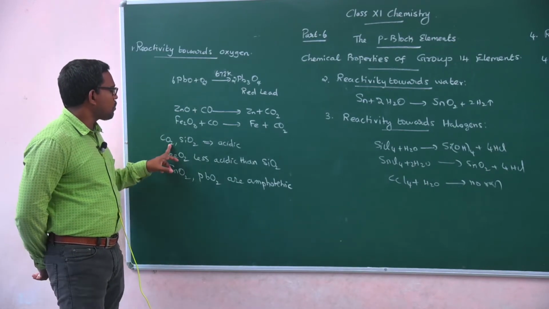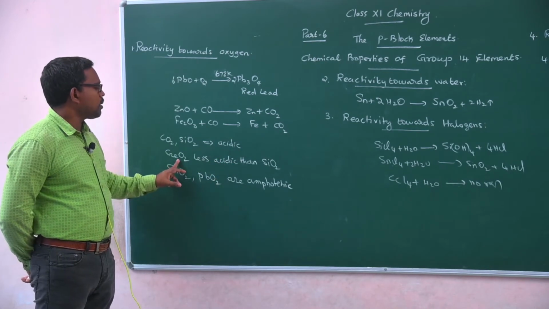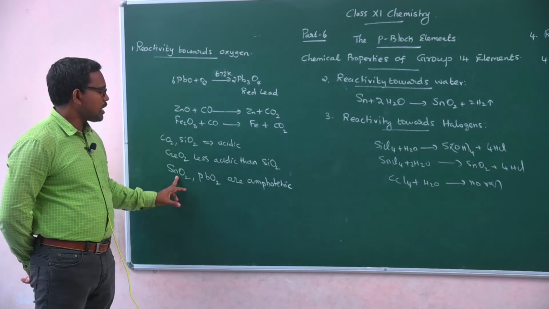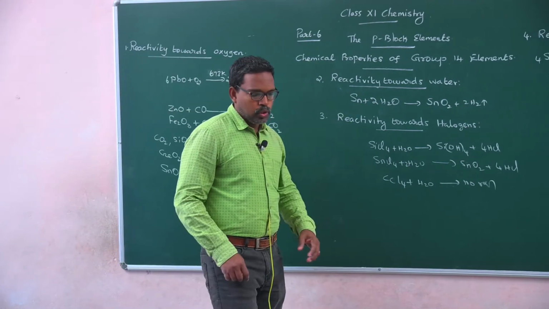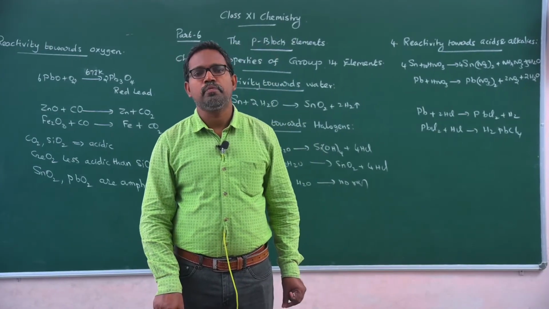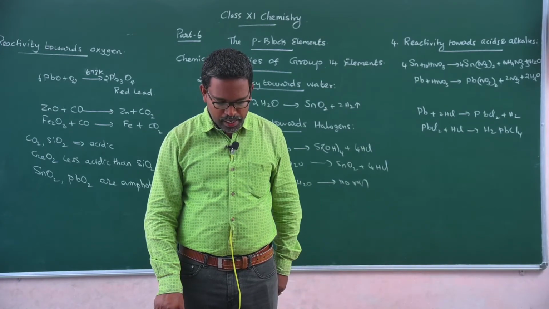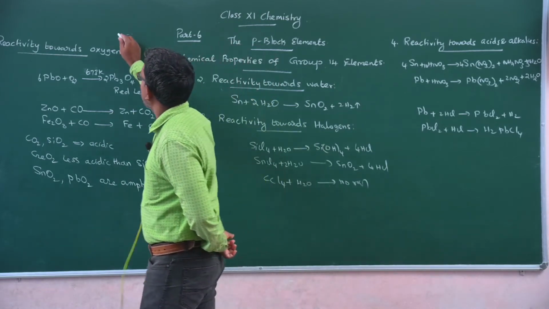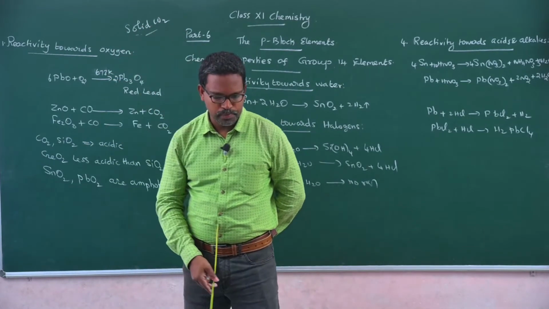Apart from this, carbon dioxide and silicon dioxide are acidic in nature, while germanium oxides are less acidic when compared with silicon dioxide. Stannic oxide and lead oxide are amphoteric in nature. So we know one of the compounds called carbon dioxide. The solid form of carbon dioxide is called dry ice. It is a soft white snow-like substance and looks like ice.